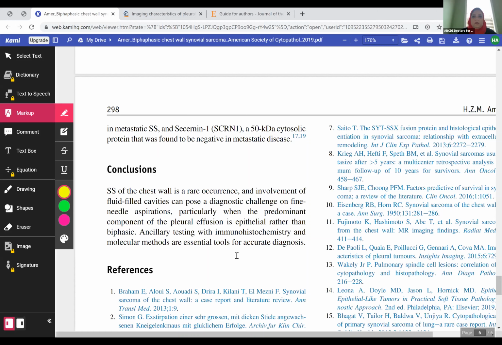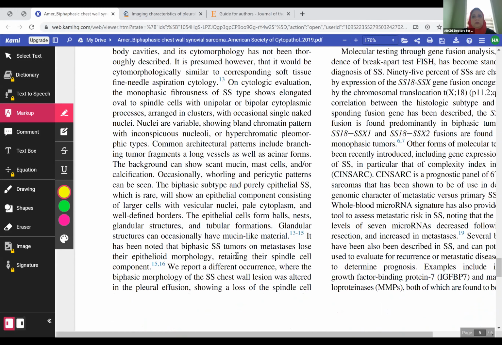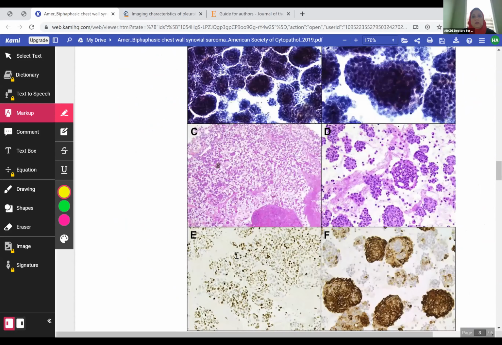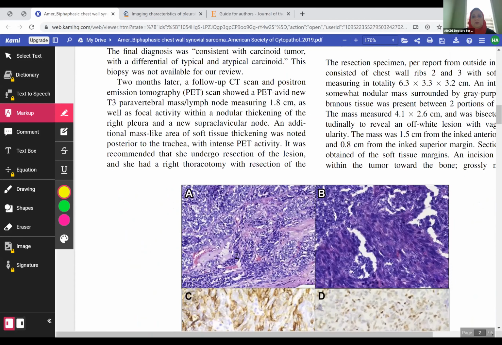Okay, so I'm going to go back now and go through the figures because I want to show you guys how we kind of formatted these figures and made them look okay.